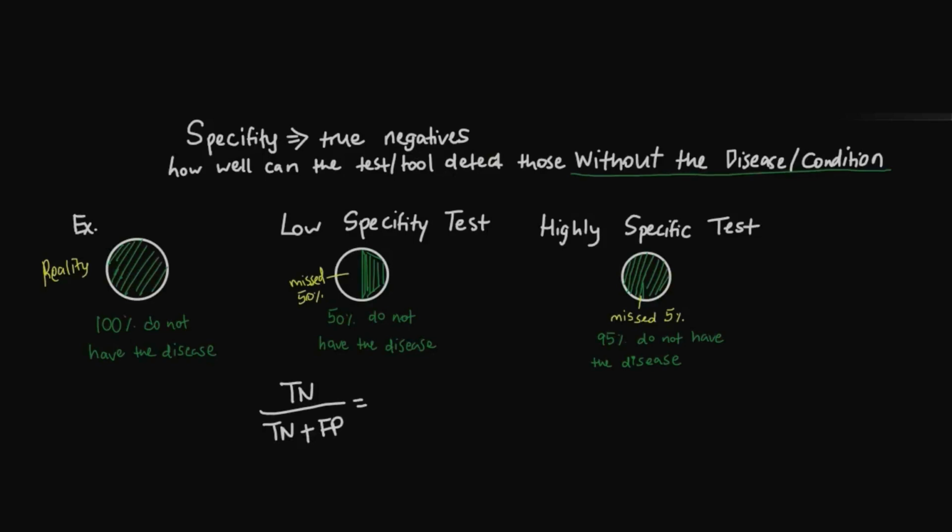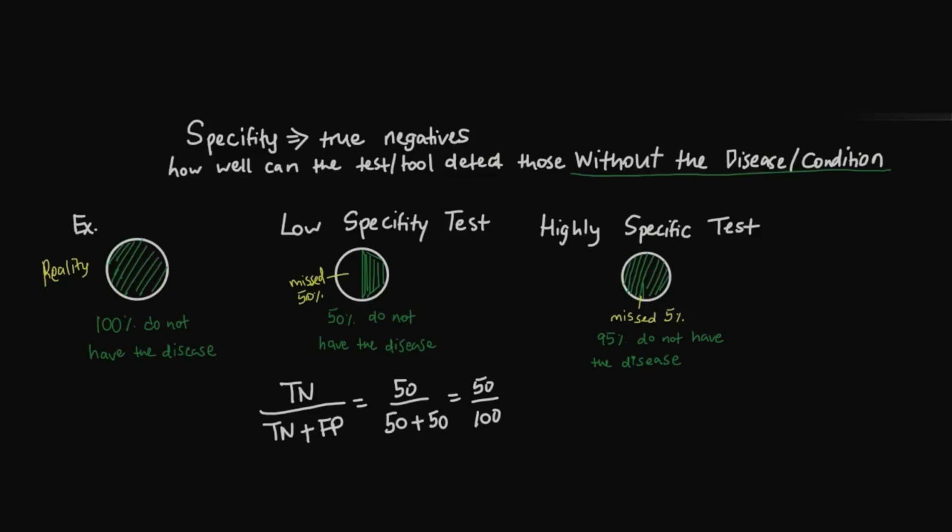In our low specificity example, the true negative is 50 because 50 out of the 100 tested negative, and in reality they also do not have the disease. Meanwhile, for the false positive, that'll also be 50 because 50 out of the 100 tested positive, when in reality they do not have the disease. So we get 50 over 100. Our specificity rate is 50%.